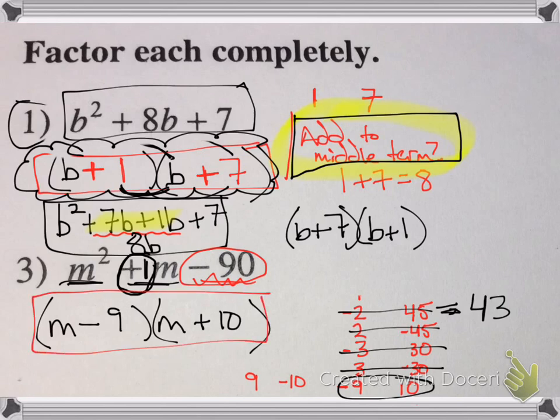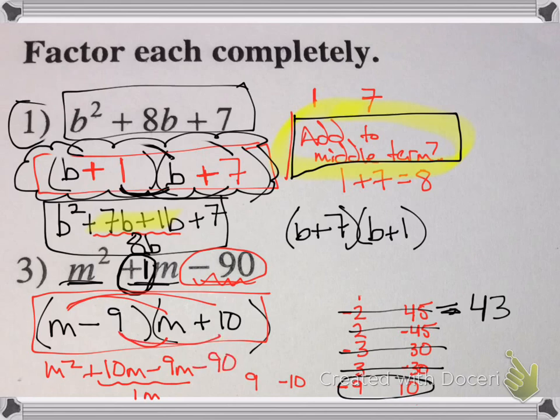If you want to check your work, again, you can distribute and you get m squared, distribute and you get plus 10m, distribute the negative 9 and you get negative 9m, and again this is where they add up to give us our 1m, and then negative 9 times 10, which is negative 90. So we're good. We have an m squared plus 1m minus 90, and so we were correct in our factoring.